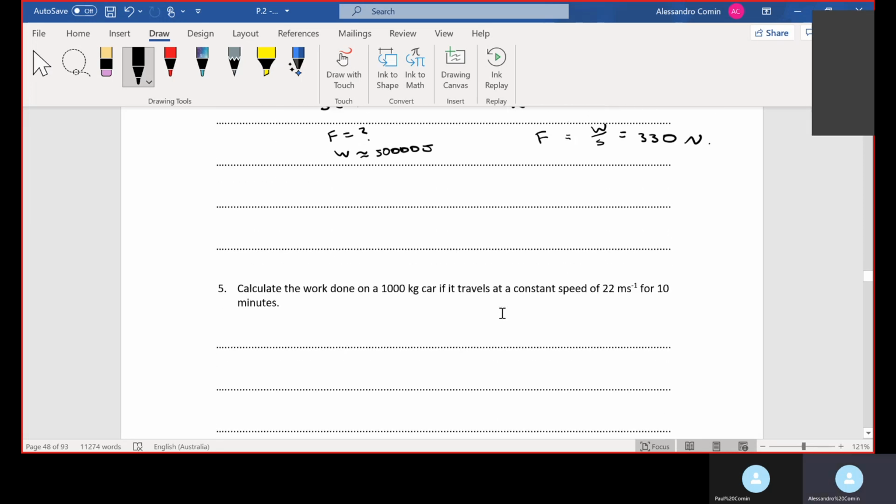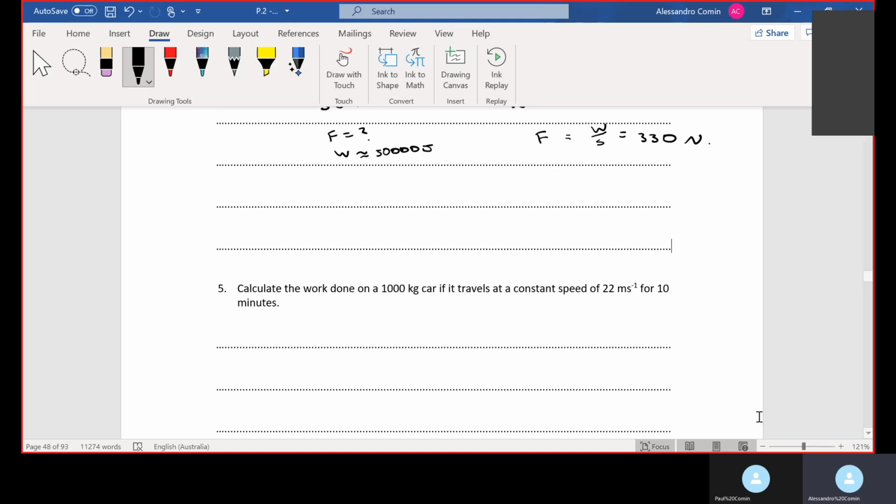And then question 5: calculate the work done on a 1,000 kilogram car if it travels at a constant speed of 22 meters per second for 10 minutes. Well, two ways we could do this. We could do work is equal to delta kinetic energy. Does my kinetic energy change? No, it's constant at 22 meters per second. So therefore my work done is going to be 0.